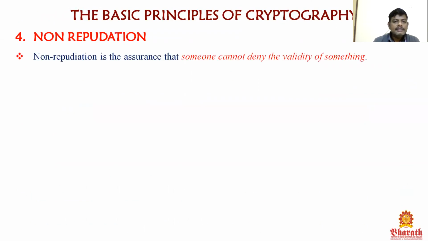Fourth one, non-repudiation. Non-repudiation is the assurance that someone cannot deny the validity of something. For example, I have sent a document to an organization. So purely it is digital communication. They can't deny my ownership, because nowadays all the communications, all the information are digitalized. So no one can deny our ownership of a document.